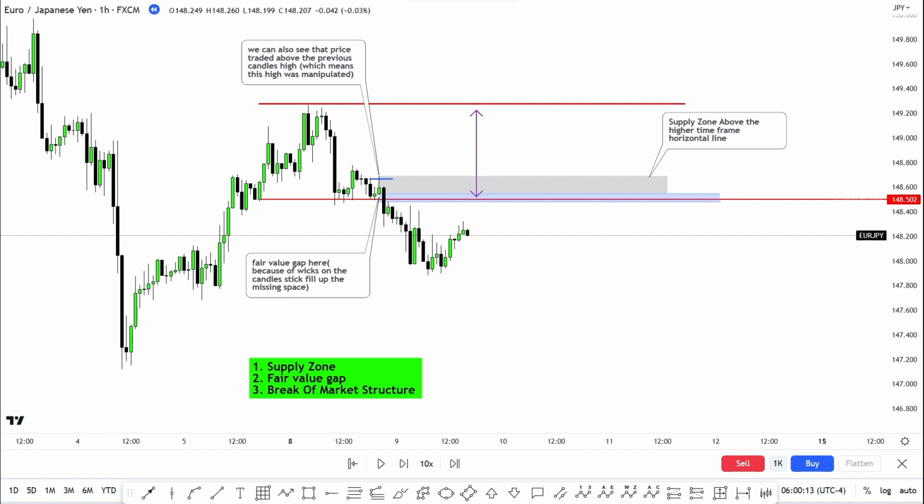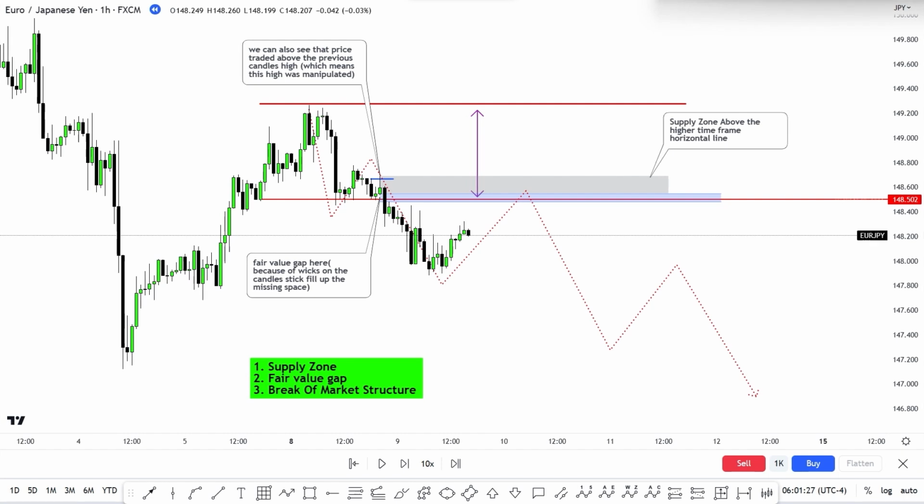When we identify a fair value gap followed by a supply zone, our analysis suggests that the market is likely to close that fair value gap and touch the supply zone before potentially moving lower. This scenario sets the stage for a potential sell position. By waiting for the market to close the fair value gap and reach the supply zone, we increase the probability of a favorable trade setup. This approach aligns with the principles of supply and demand as well as market structure analysis.